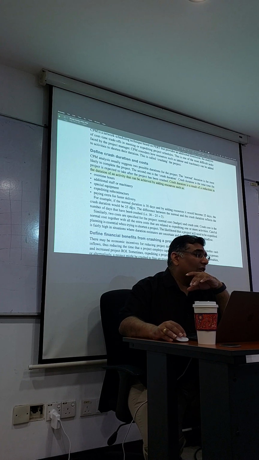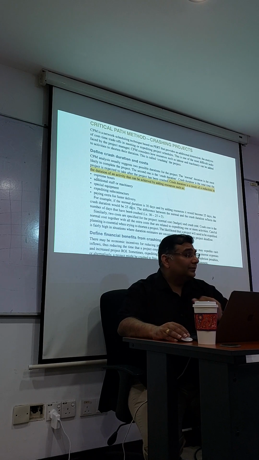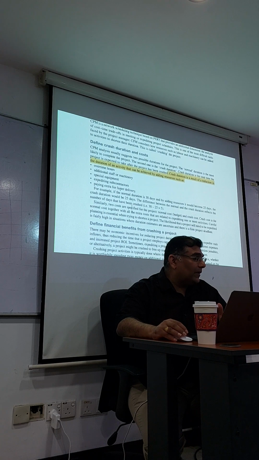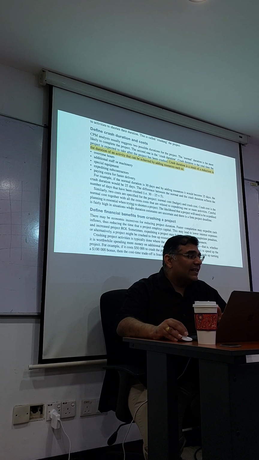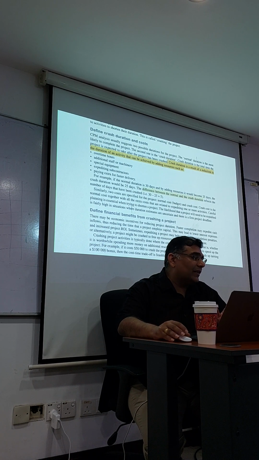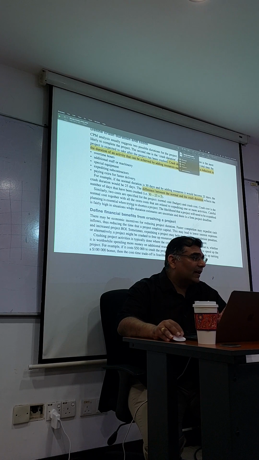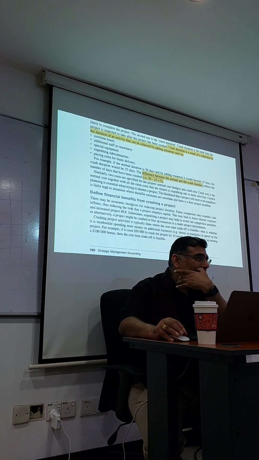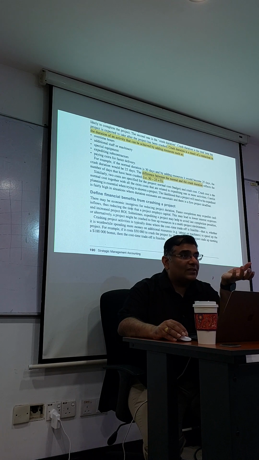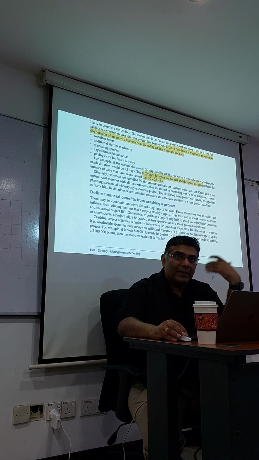Crashing can be done by what? Adding resources, like how? Overtime, additional staff, special equipment. You ask the contractor to go faster, you pay extra for faster delivery. Are you clear? This is called crashing. So if normally the duration is 30 days, adding resources, it becomes 25 days. The difference between normal duration and crash duration is the days crashed. You have crashed 5 days. Are we okay with this part? Now, of course, the budget cost might go up. You want to crash 5 days, you have to add resources, correct? Overtime payment, all that will go up.